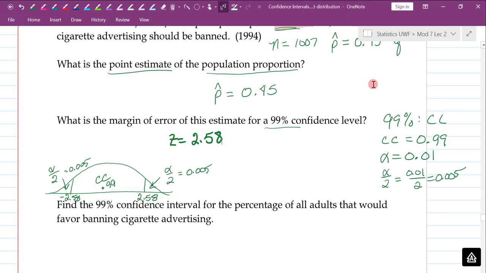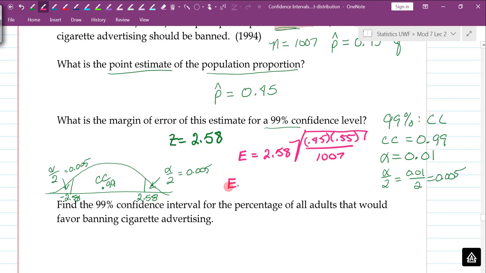Okay, so margin of error is what we're being asked for. So E is going to be equal to 2.58 times the square root of p hat, which is 0.45, times 0.55, divided by n, which is 1007.